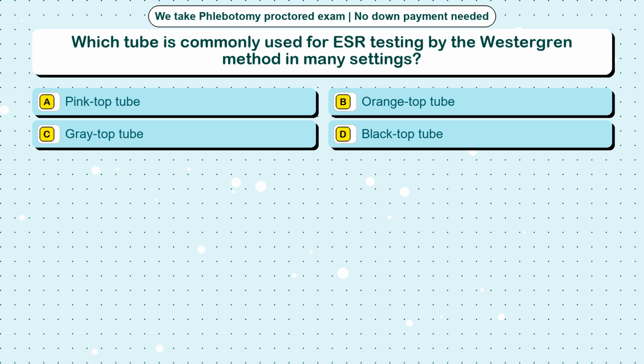Question 62. Which tube is commonly used for ESR testing by the Westergren method in many settings? Option A. Pink top tube. Option B. Orange top tube. Option C. Gray top tube. Option D. Black top tube.